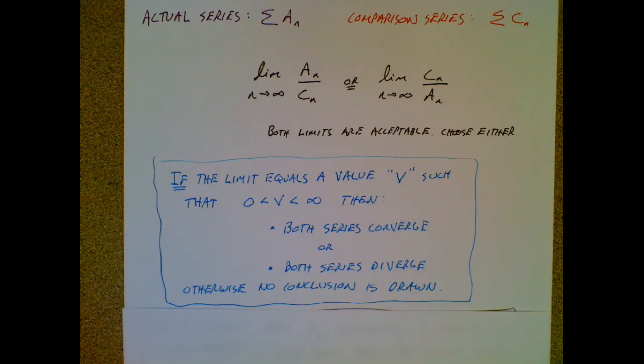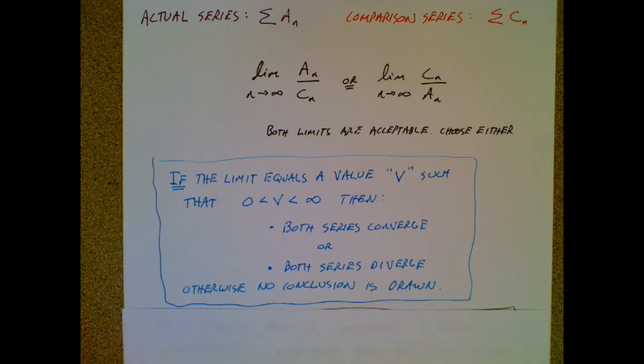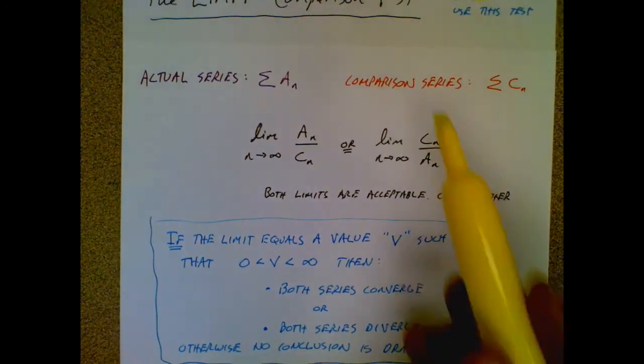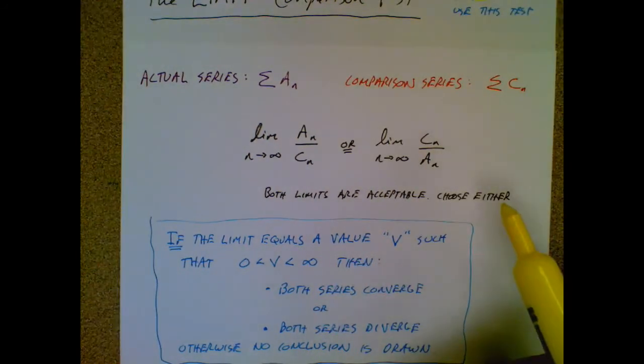Once you compute that limit, you're going to come up with a value. If that value is a number that's bigger than 0 but smaller than infinity, then you will come to the conclusion that both of those series either converge or both of those series diverge. You might think, well, that's crazy. How am I going to know if they converge or diverge? Well, you will know because you've chosen a comparison series with the convergence or divergence in mind.